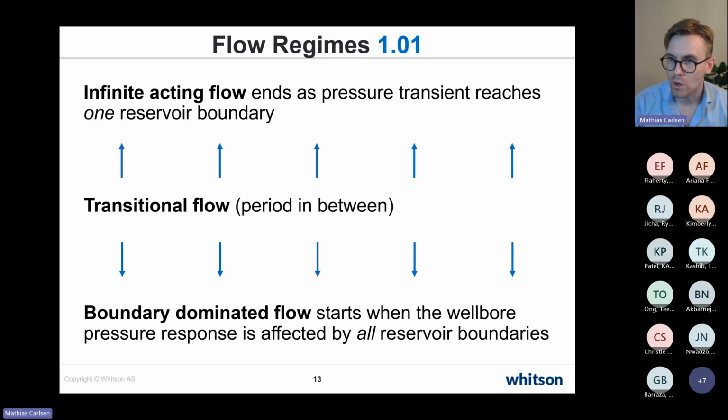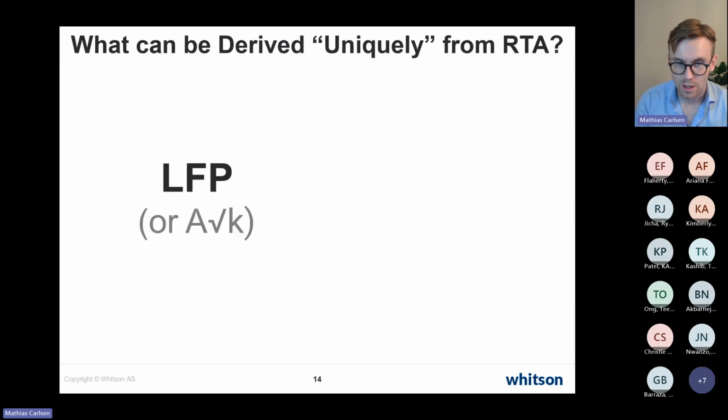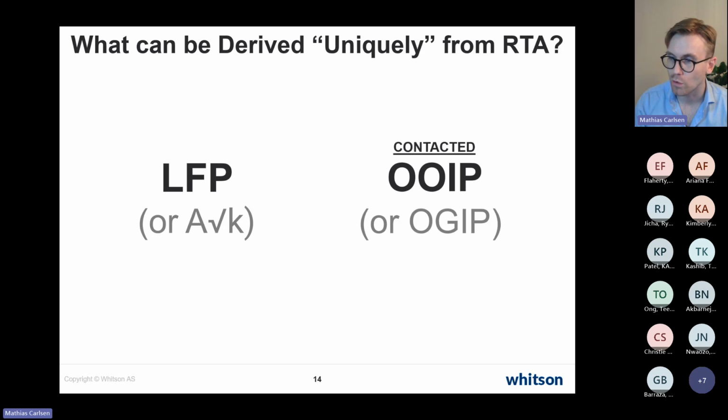The second thing to remember is, since I said this is a subgroup of RTA, and a lot of you I talk RTA with at least weekly, what is important to emphasize is that an RTA exercise gives you 2 outputs: A root K is one of them, and contacted pore volume is the second.